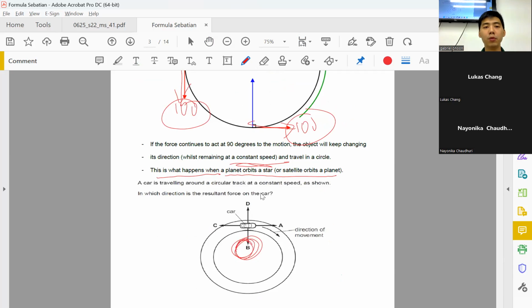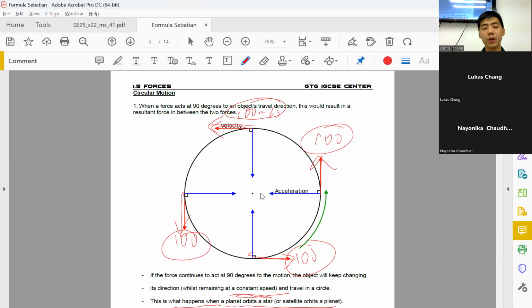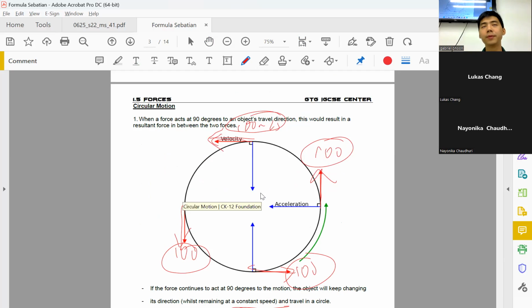Okay, before I move on. Anyone's got any questions they want to ask me about this one here? With regards to circular motion?